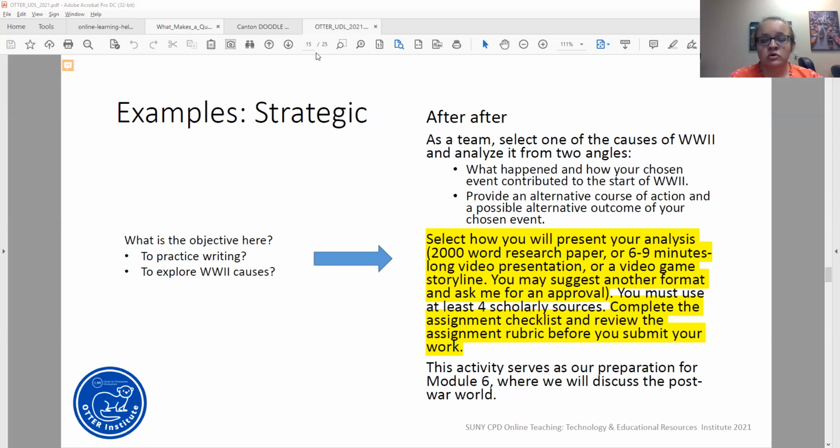But the objective of this course and of this very activity is not writing. I'm not going to grade them on writing. I'm going to grade them on how they understand the causes of World War II, right? And for this particular objective, I don't care if they write. They can put it in video. They can put it in whatever they want. As long as they understand the causes of World War II, I'm good. So that's why I don't care. In this assignment, I don't care how I'm going to get there. I just need to get there, right?